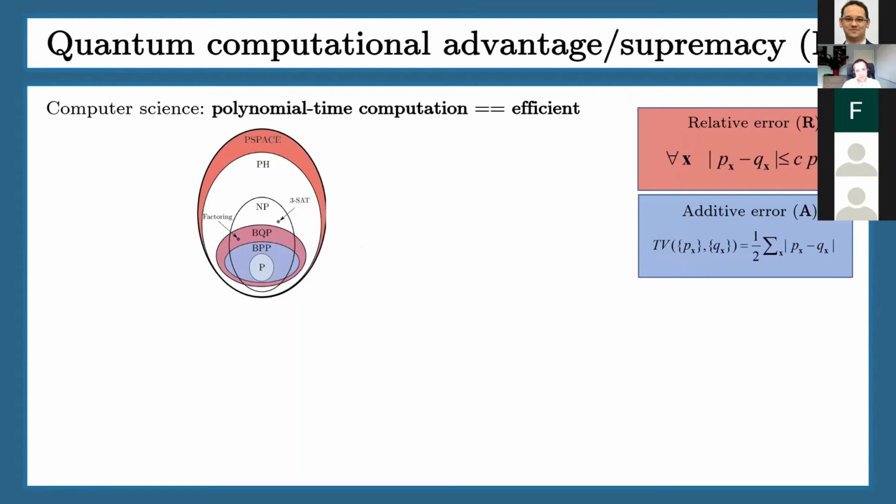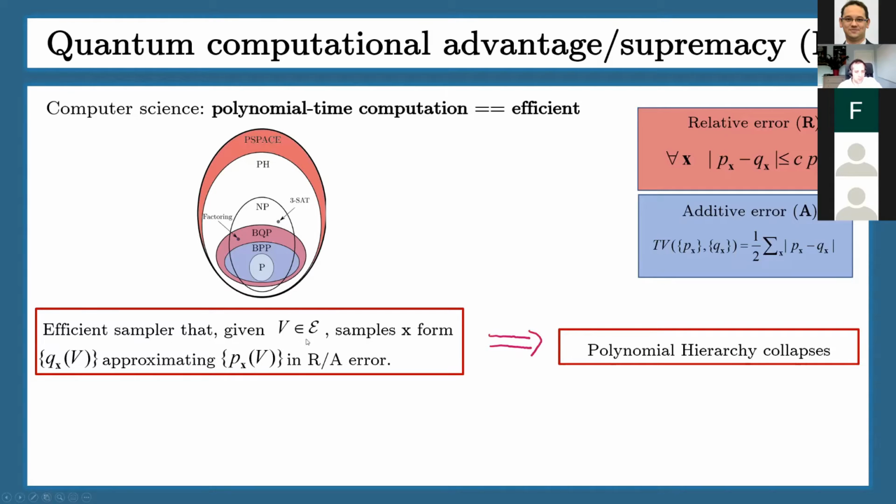Right, and just very briefly, what is the general structure of quantum advantage / quantum supremacy proposals? So you have some class of quantum gates, epsilon, that operate on some multi-qubit device, let's say, and you start with an assumption that there exists an efficient classical sampler that, if you give it on the input V from this class, it would sample outcomes from some probability distribution that depends on this V that approximates the target probability distribution generated presumably by the device in relative or additive error.